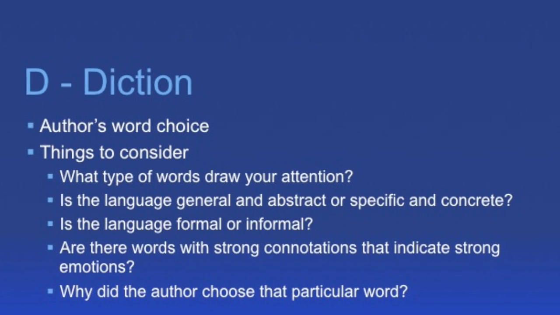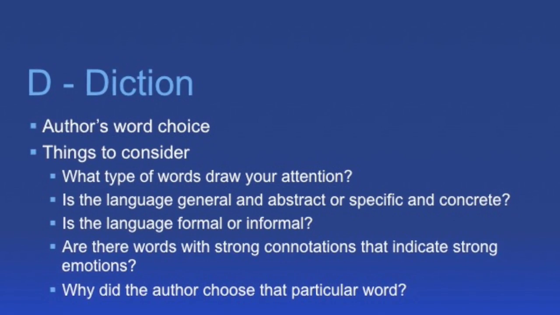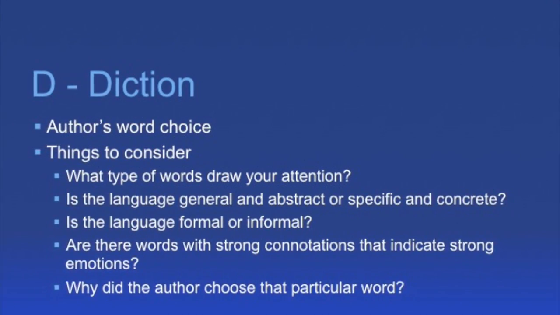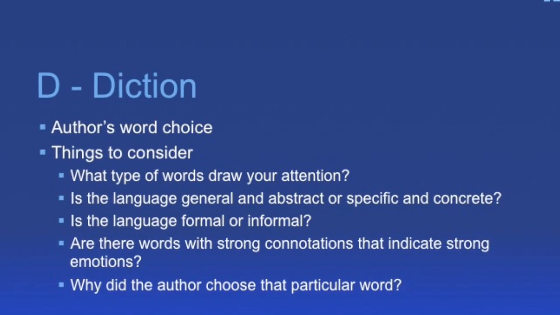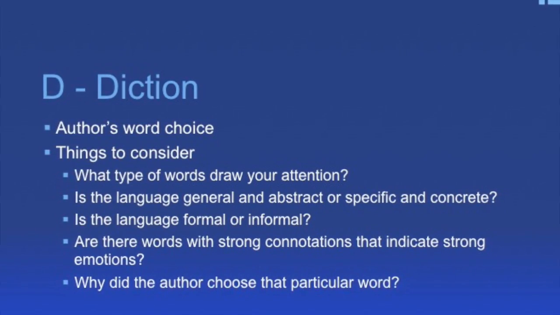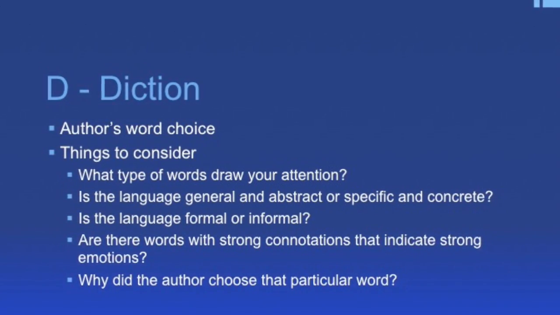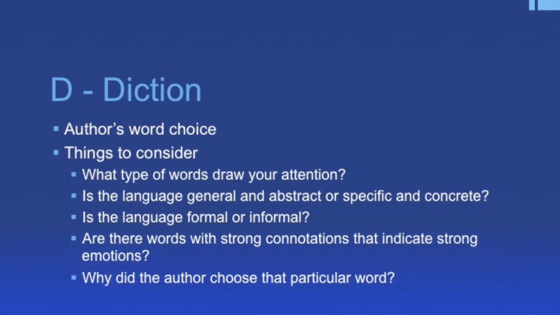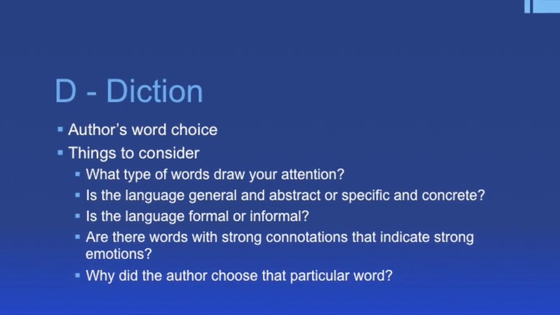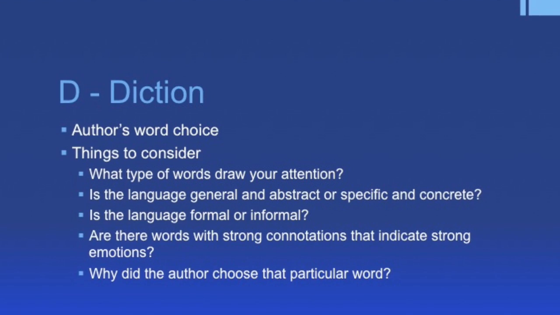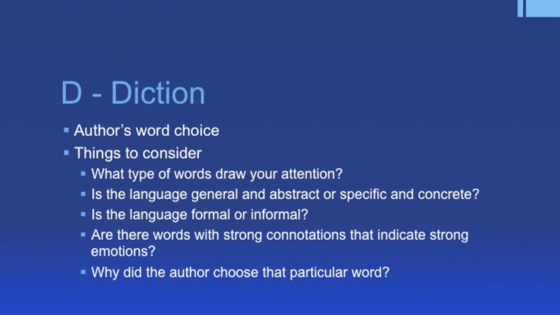Diction includes the author's word choice. Look for words and phrases that draw your attention. Is the language general and abstract, or specific and concrete? Is the language formal or informal? Are there words with strong connotations that indicate strong emotions? Think about why the author chose that particular word over all of the other words in the English language.